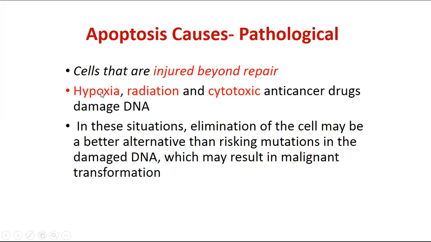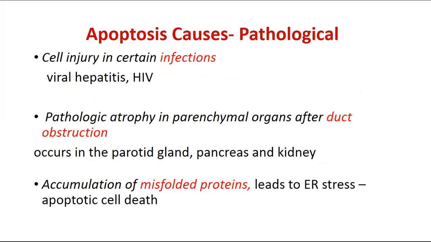Another example: hypoxic injury, radiation injury, or anti-cancer drug injuries damage DNA. The cell is still in the process of dying. Better the body tells, kill that cell. We can generate new cells. In this situation, elimination of cells may be a better alternative than risking mutations, because the DNA damage can carry a risk of mutation that may end up in cancerous growth. So the body will tell, eliminate that.